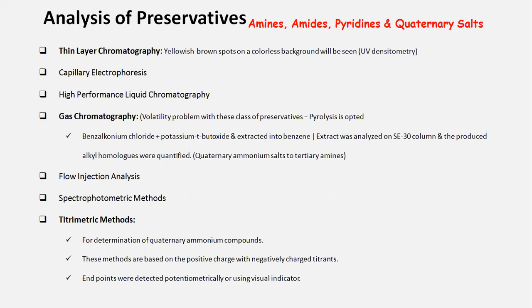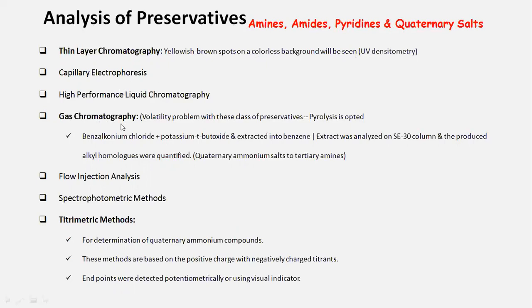So next category of preservatives, amines, amides, pyridines and quaternary salts. For this, the list of tests include thin layer chromatography, capillary electrophoresis, high performance liquid chromatography, gas chromatography, flow injection analysis, spectrophotometric methods, titrimetric methods. For thin layer chromatography, yellowish brown spots on a colorless background will be seen under UV densitometry. So this is the color indication for this category of preservatives.